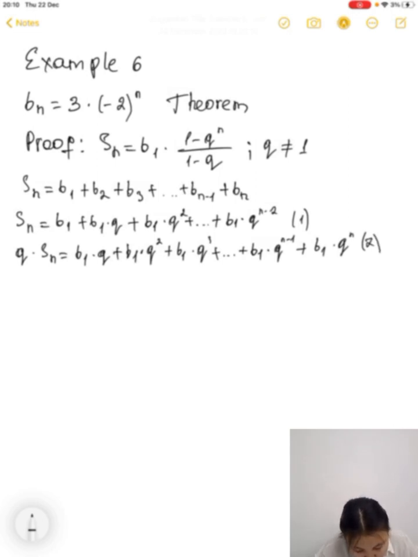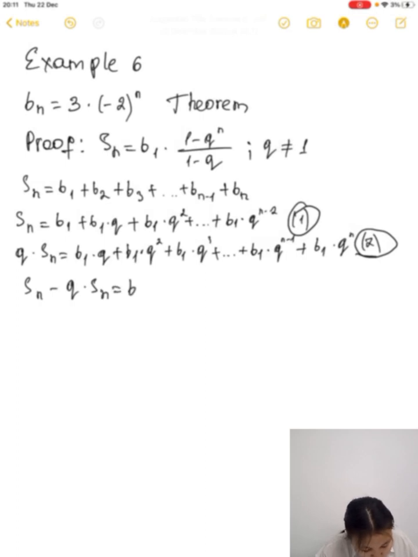And by subtracting 2 from 1, we get S sub n minus q times S sub n is equal to b sub 1 minus b sub 1 times q to the power n. Therefore, S sub n is equal to b sub 1 times 1 minus q to the power n over 1 minus q.